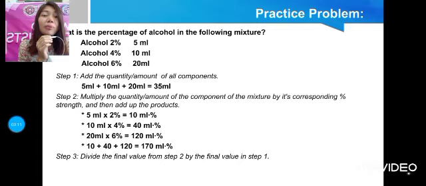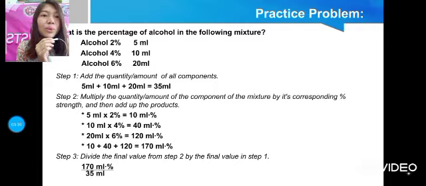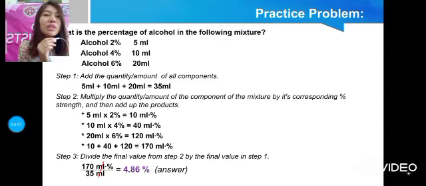Then the third and last step is to divide the final value from step 2 by the final value in step 1. So our final value in step 2 is 170 ml percent, and our final value in step 1 is 35 ml. We divide them, and the answer is 4.86%, which is the total strength of your final mixture. So that's how easy it is if we use these steps in calculating allegation medial.